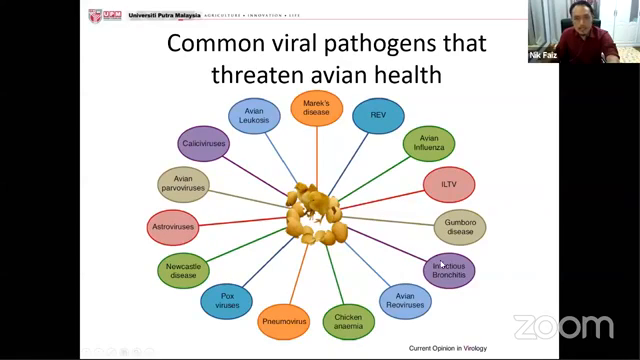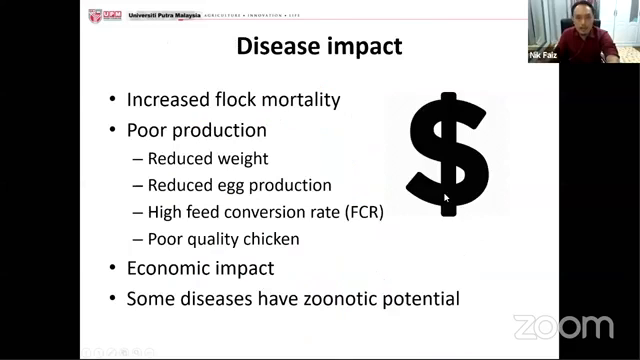These are some examples of common viral pathogens that threaten avian health. I'm not going to read all of them, but I believe it would be the same geographically all over the world. The challenges: we have infectious bronchitis, Newcastle disease, avian influenza, infectious laryngotracheitis, fowl cholera, and a lot of other pathogens that are threatening avian health.